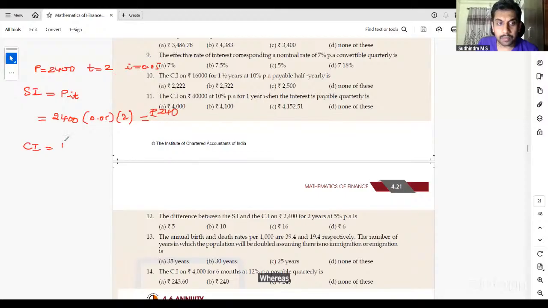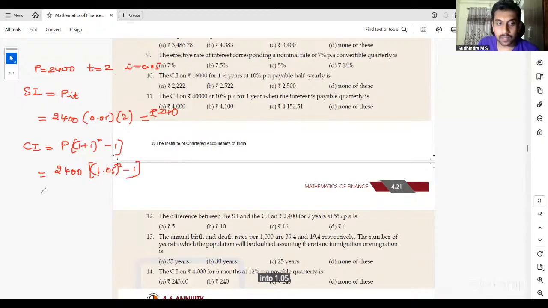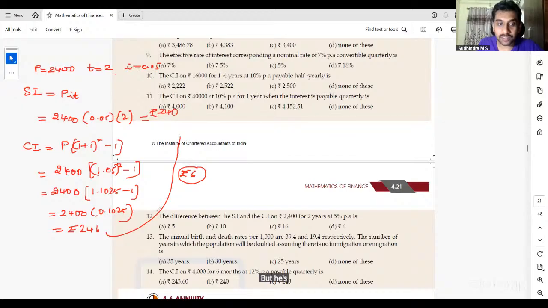Whereas compound interest is P into (1 plus I to the power n minus 1). P is 2,400 into (1.05 squared minus 1). 1.05 squared is 1.1025. 1.1025 minus 1 is 0.1025. So 2,400 into 0.1025 is 246. Very good, Ashika. 246 rupees. 246 minus 240 is not 46, it is 6 rupees. So 6 rupees is the answer. Is that clear?